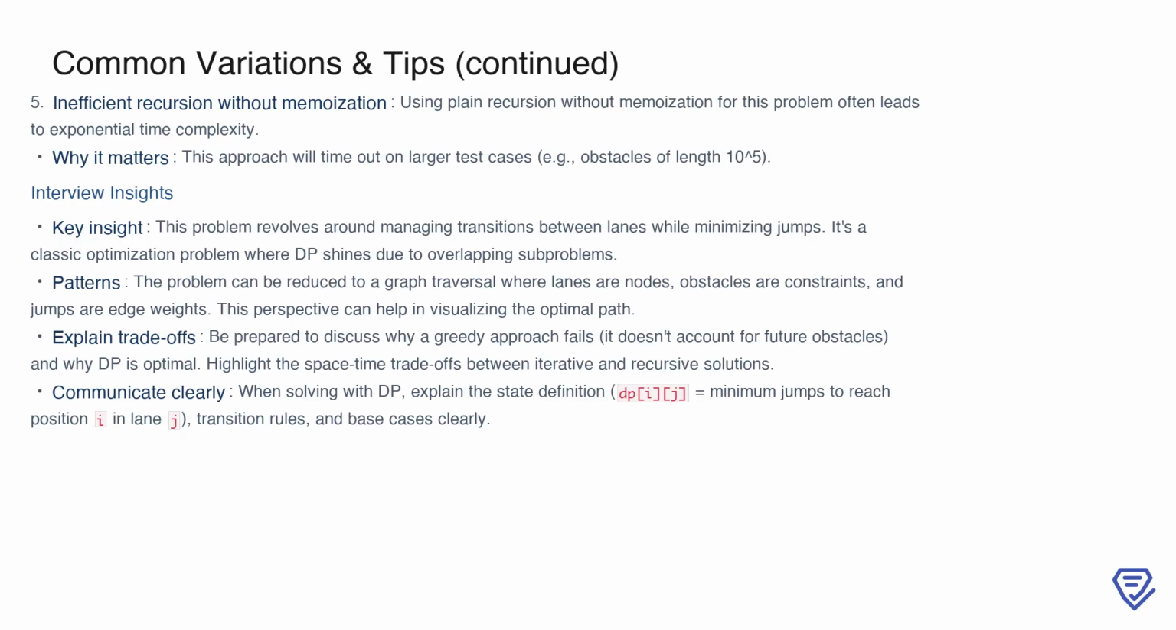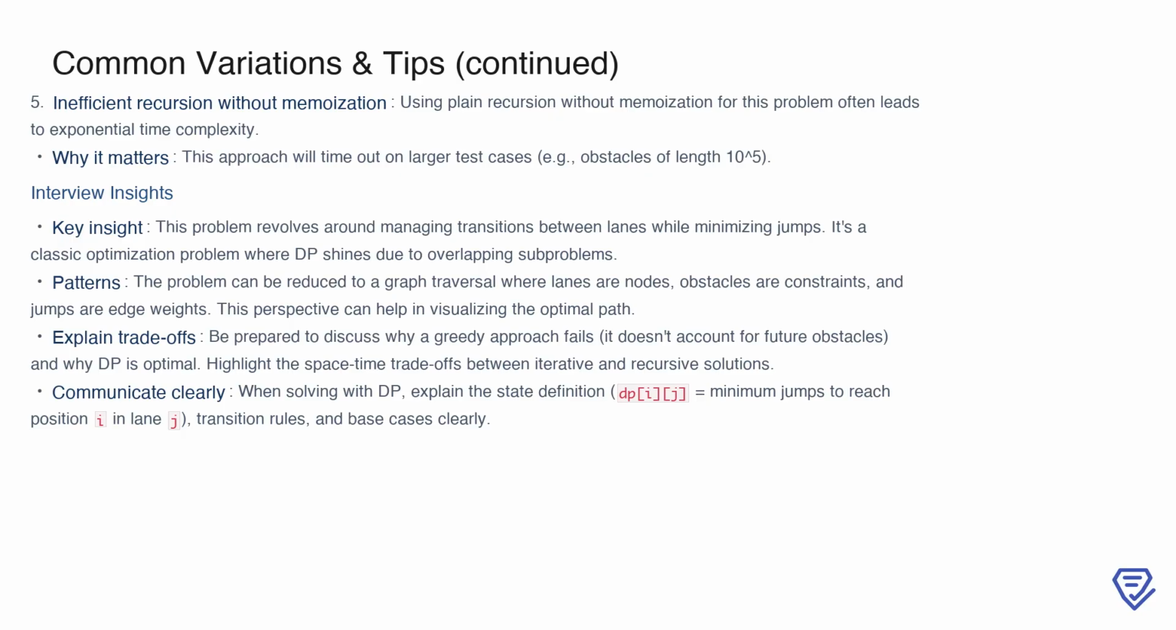From an interview perspective, this problem is a great opportunity to showcase your understanding of optimization. At its core, you're managing transitions between lanes while minimizing jumps, making it a classic dynamic programming scenario with overlapping subproblems. You can visualize it as a graph traversal problem, where lanes act as nodes, obstacles impose constraints, and jumps represent edge weights. Be prepared to explain why a greedy approach falls short, it doesn't account for future obstacles, and why dynamic programming is the optimal choice.